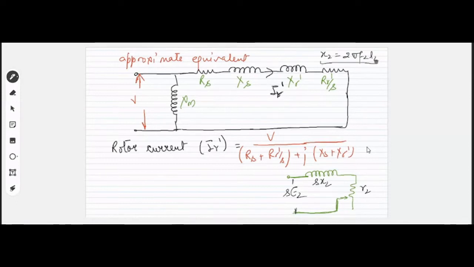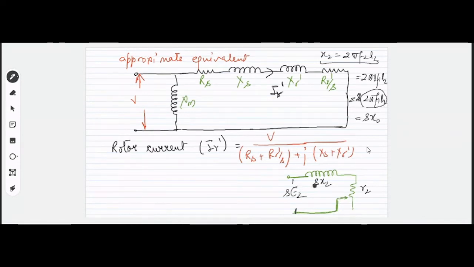So we can write X2 as 2 pi S F1 L2. That means it equals S times 2 pi F1 L2, and that can be counted as the reactance at slip 1, when frequency F1 equals F2. So this is nothing but S times X0, right?